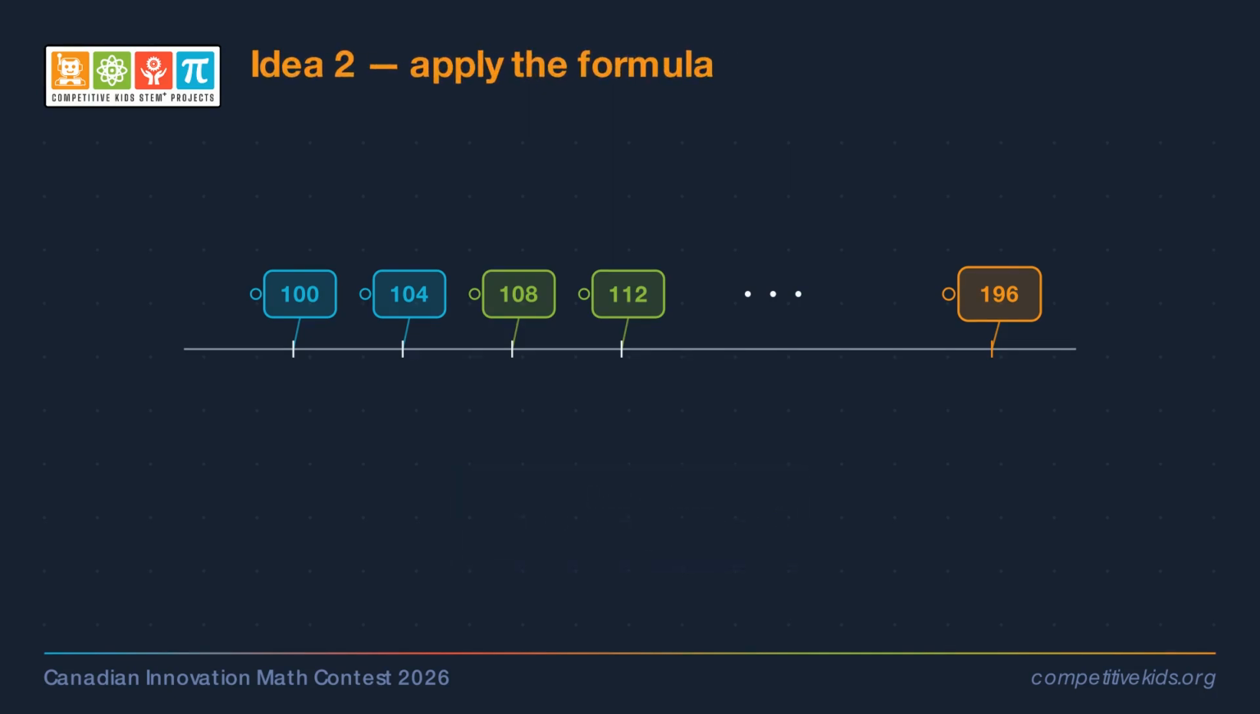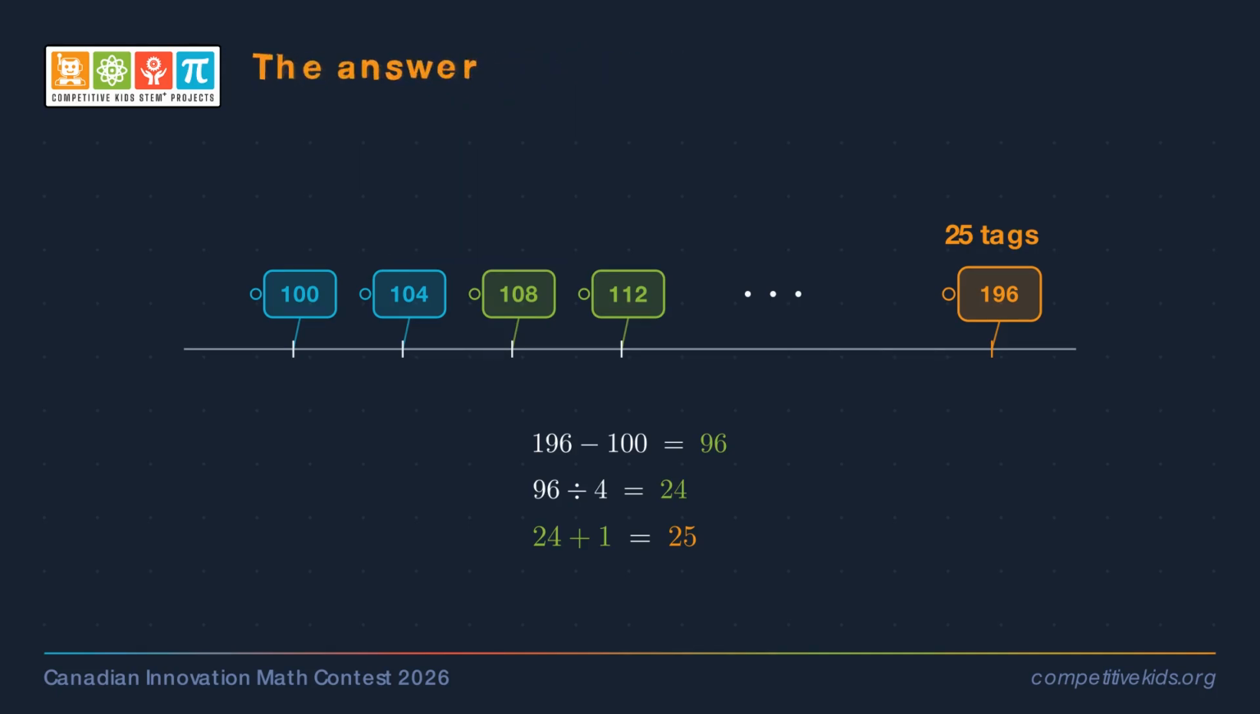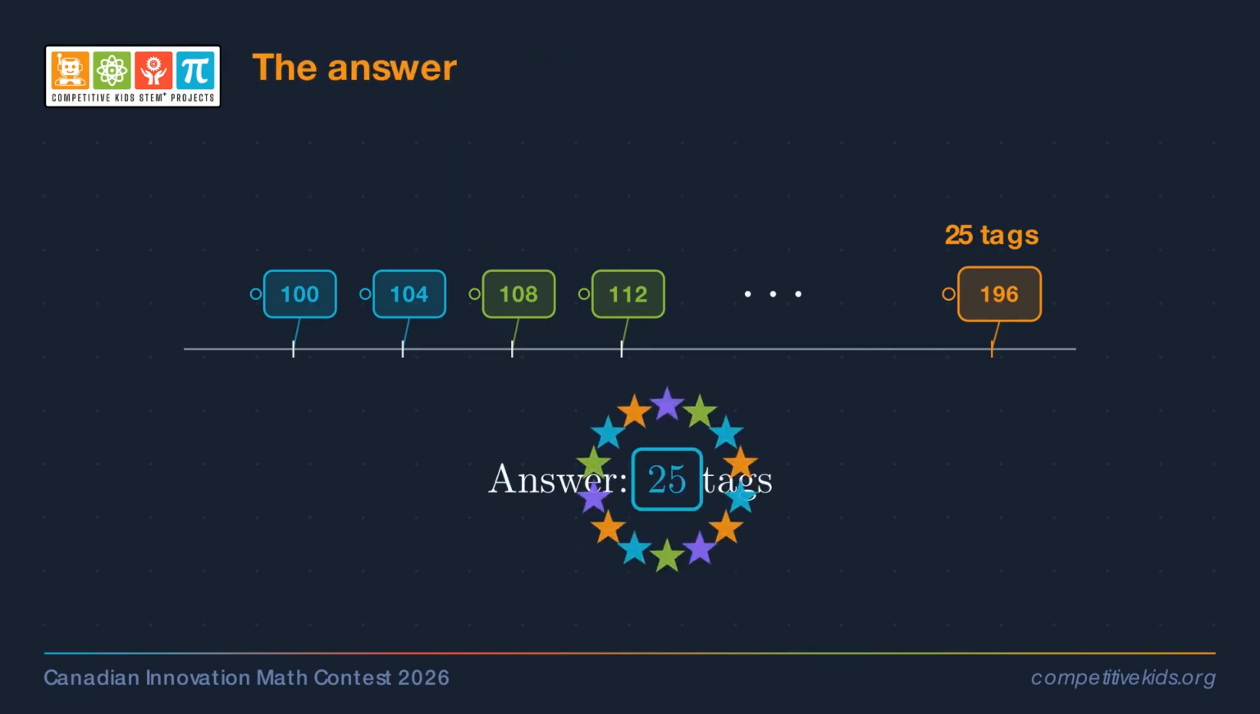Now run the formula on our numbers. Last is 196. First is 100. Difference is 96. Divide by step. 96 divided by 4 is 24. Add 1 for the missing endpoint. 24 plus 1 equals 25. The shelter gives out 25 ID tags in total.